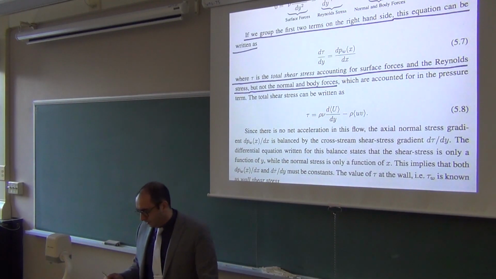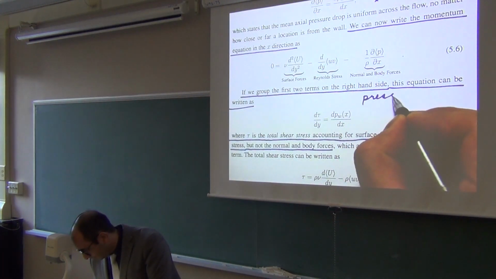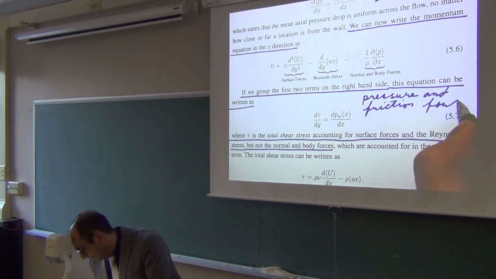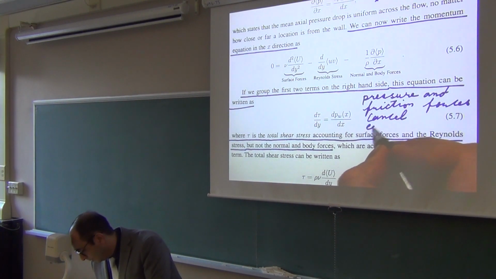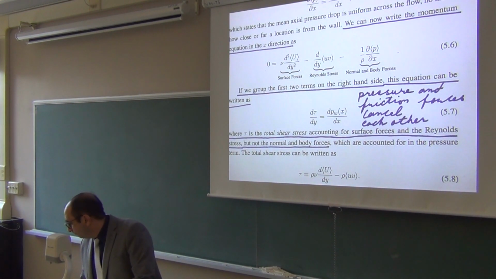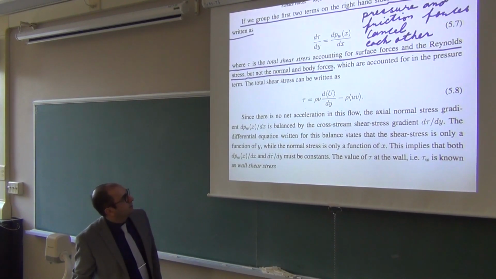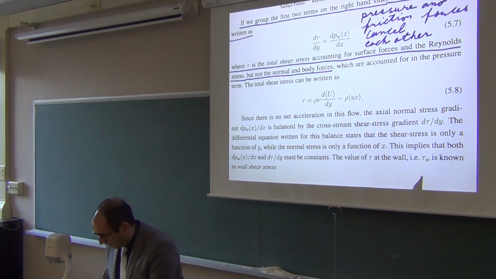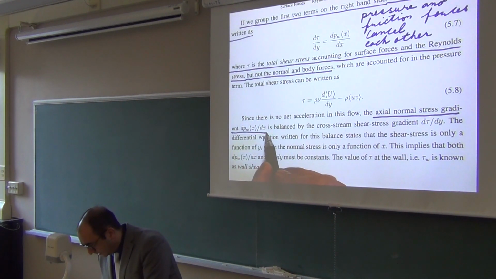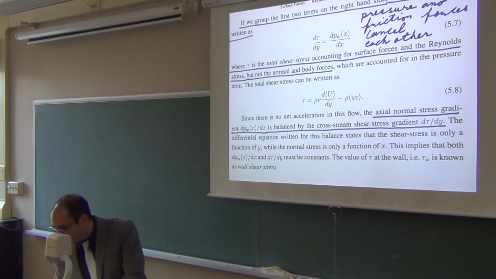And if you want, I can write this. So this means pressure and friction forces cancel each other. The axial normal stress gradient, so the axial was under the direction of the flow. Normal stress, well, pressure was sort of a normal stress. The gradient of the pressure in the x direction is balanced by the cross-stream shear stress. That's another manifestation of what I just told you.